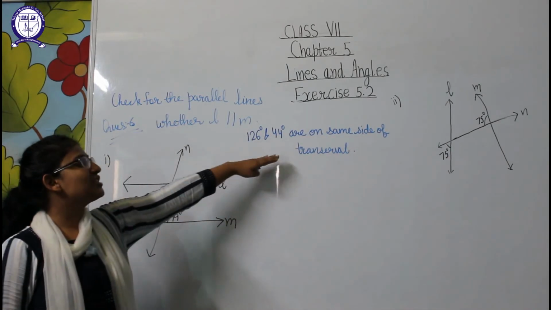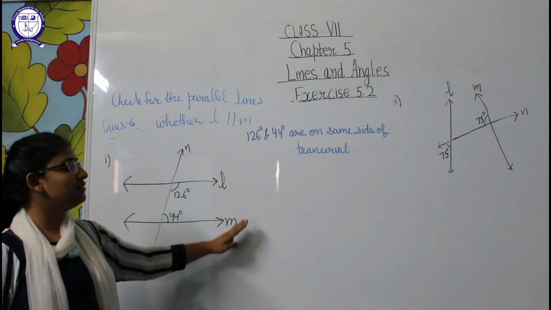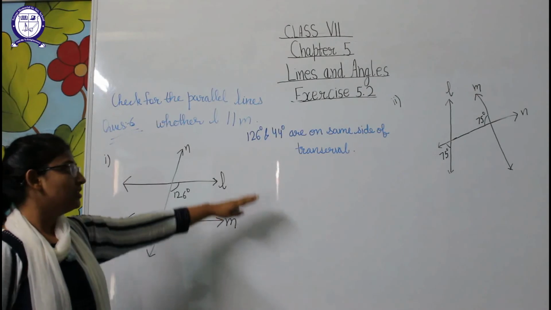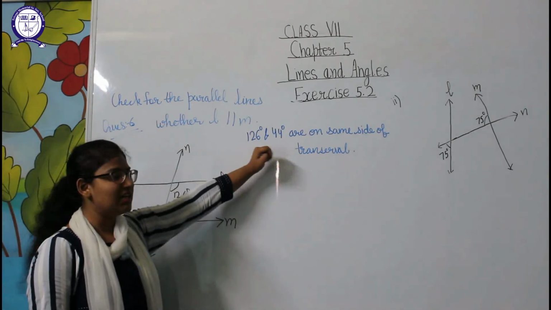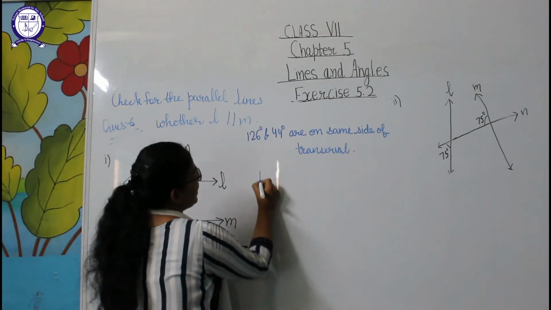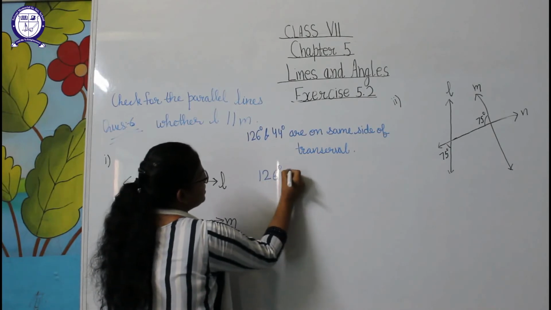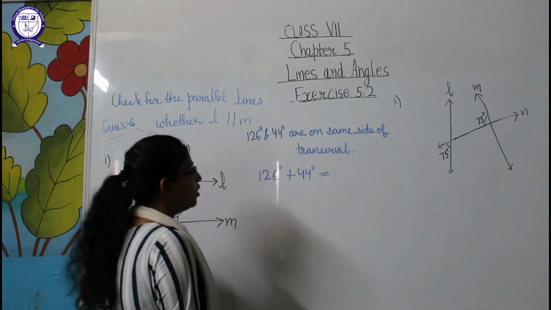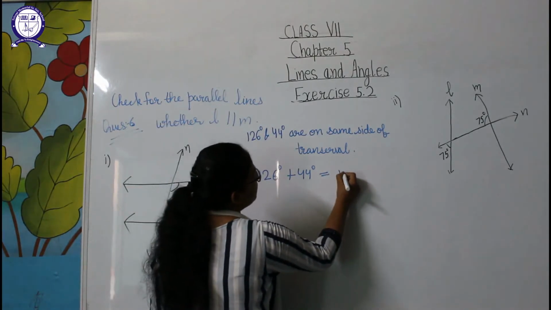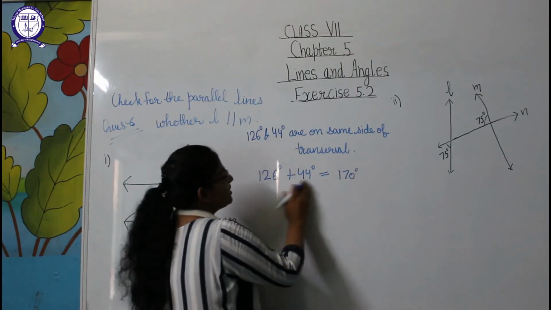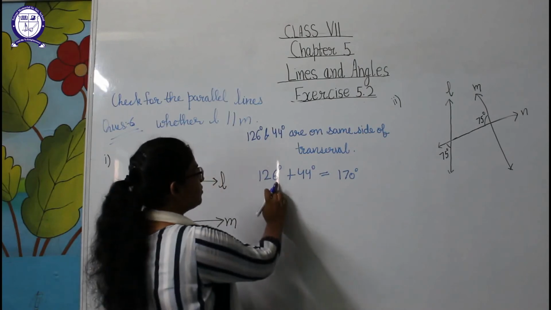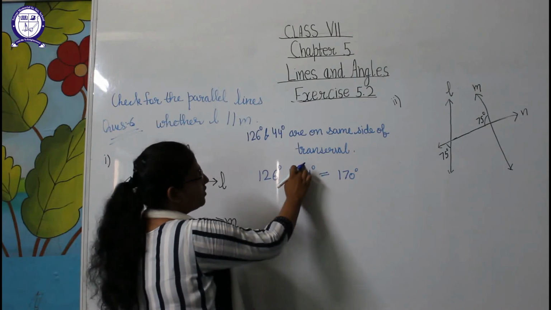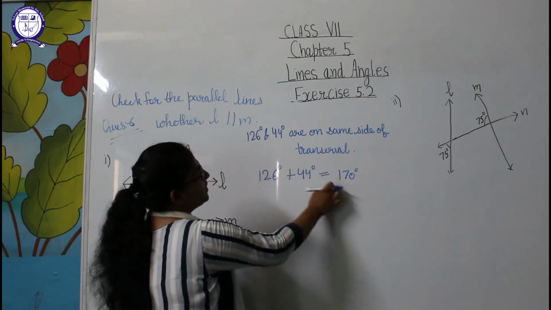And what is their relation between them? If we take L and M to be parallel, then their sum should be 180 degree. We will check by adding them. We will add 126 degree to 44 degree. What are we getting? We are getting 170 degree. 126 plus 44 is 170, because 6 plus 4 is 10, 0 here. So 5 plus 2 is 7 and 170 degree.